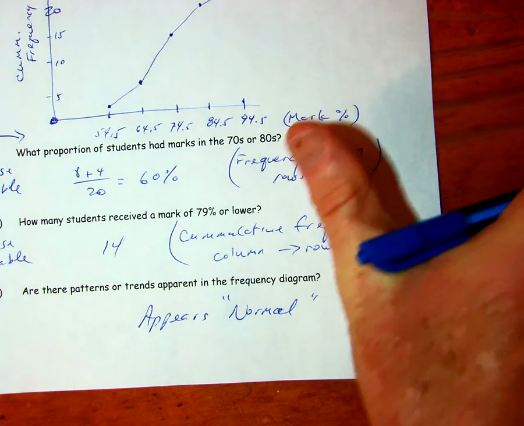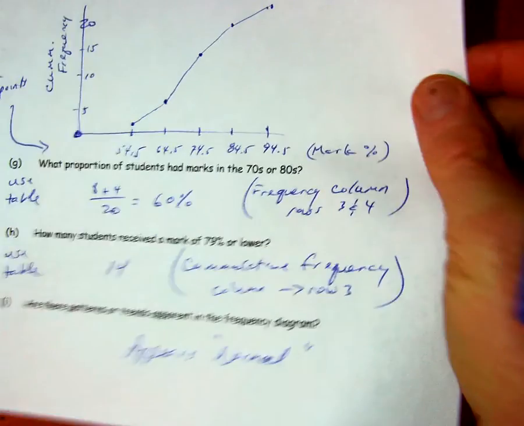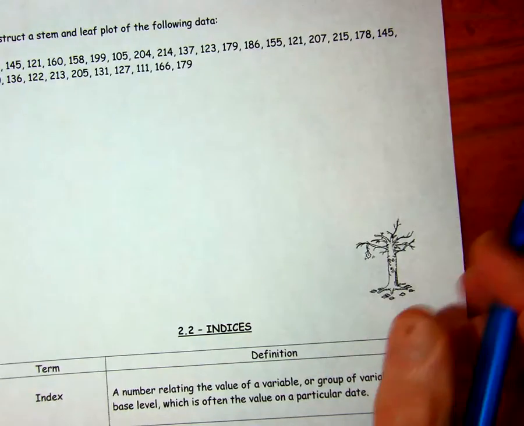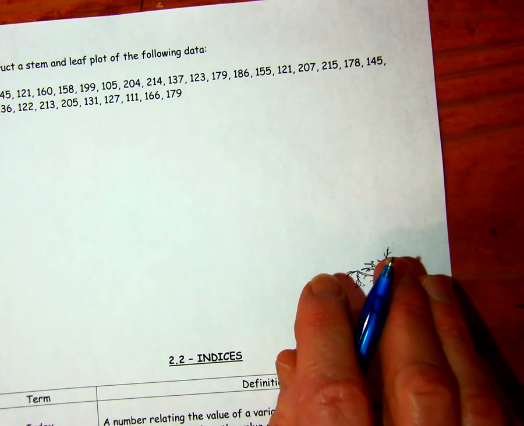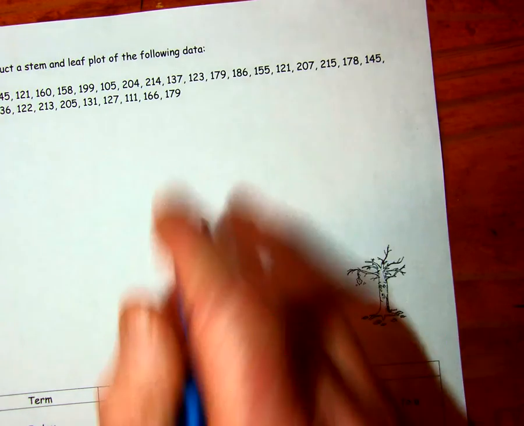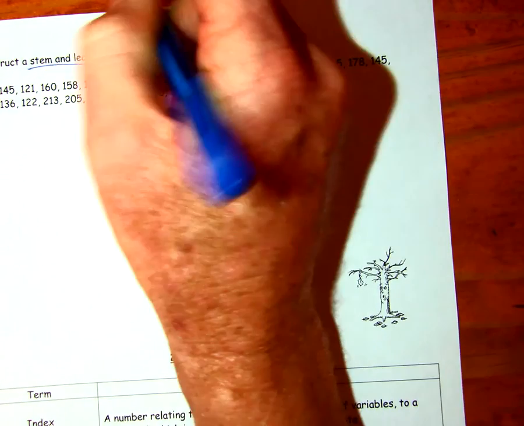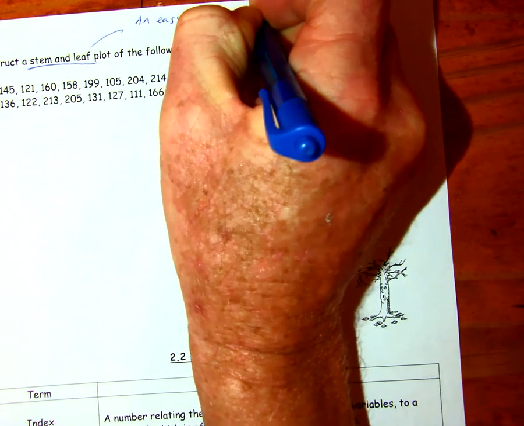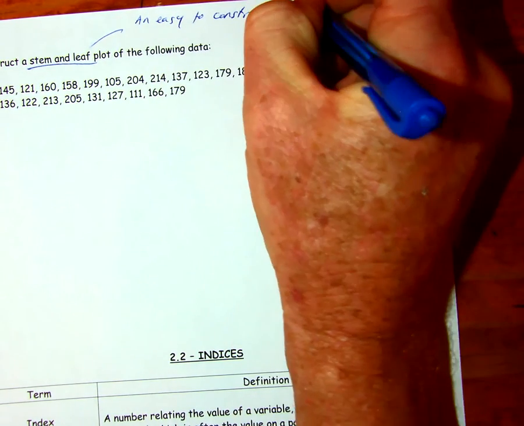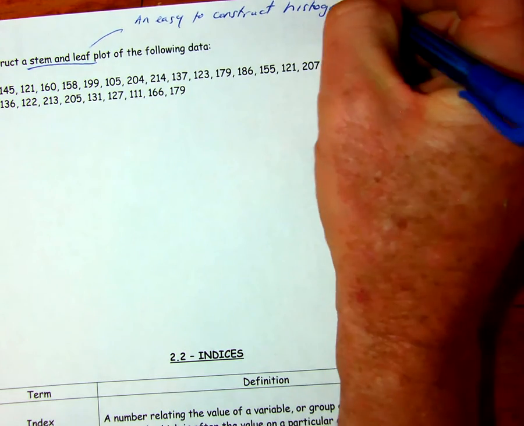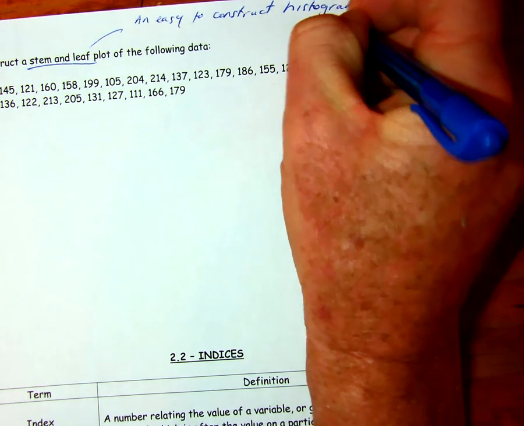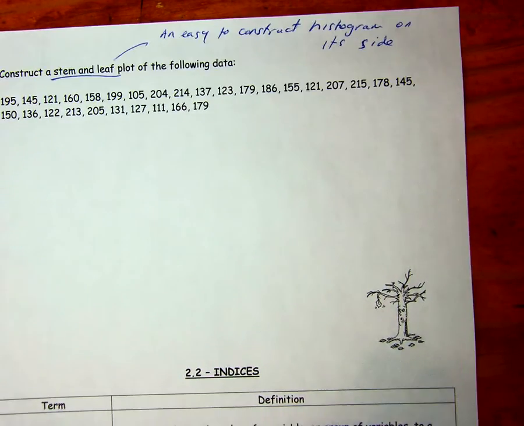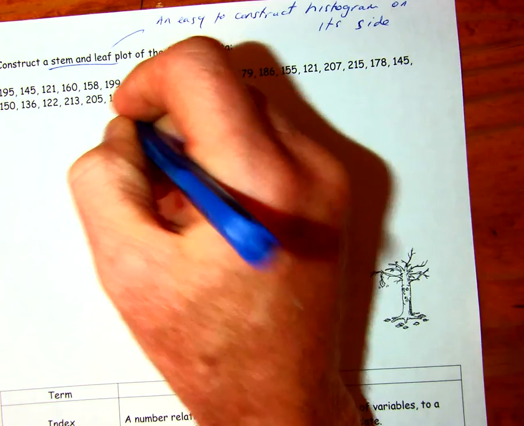Okay. I think we're just about done. So there's something called a stem and leaf plot. What is a stem and leaf plot? I don't give you a definition, but it's an easy to construct histogram on its side. Okay, and I'll show you how to do it. Well, I'll just make a little thing. I'm going to make a little chart.